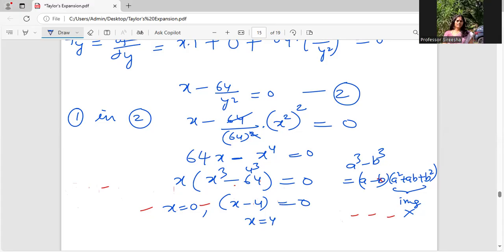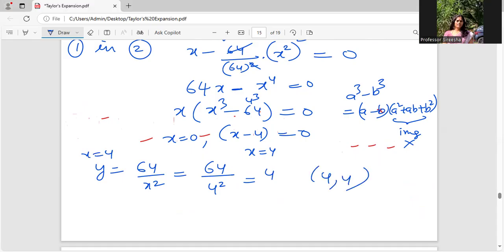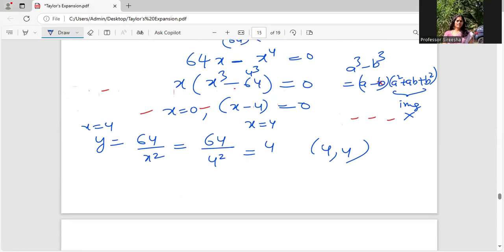If x is 4, let's find out what y is. y is equal to 64 by x square, right? 64 by 4 square would be 64 by 16, so y would be 4. So for x equal to 4, y also is 4. 4 comma 4 is the point that I have. This is the stationary point that I have. If any other points are there with contradictions, I'll just skip them.